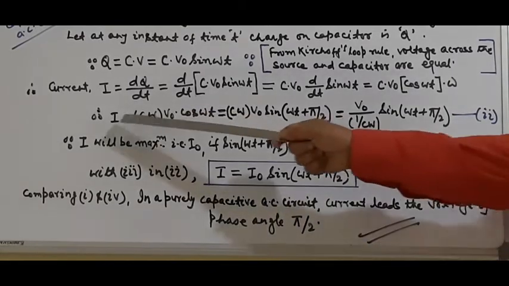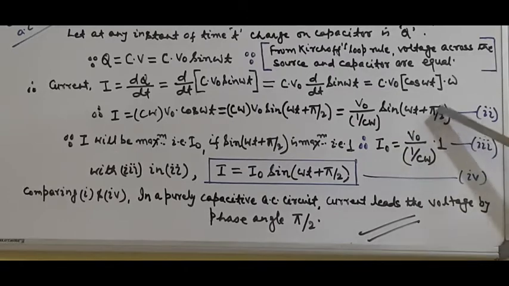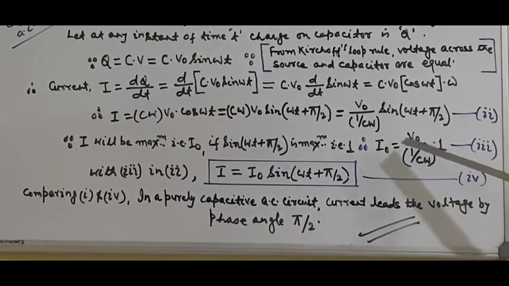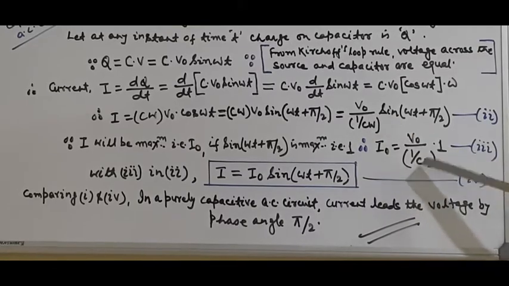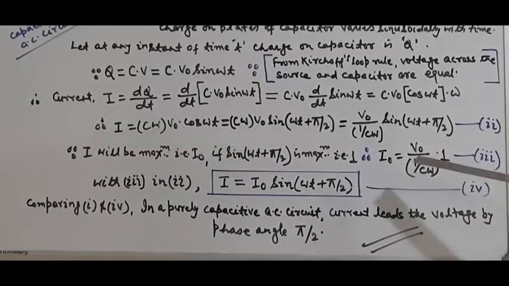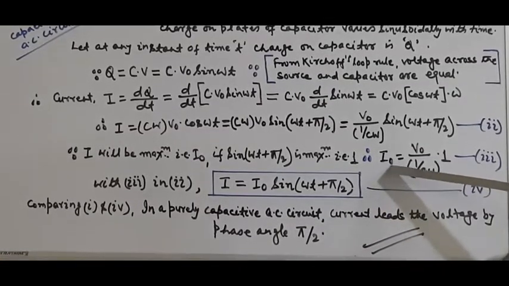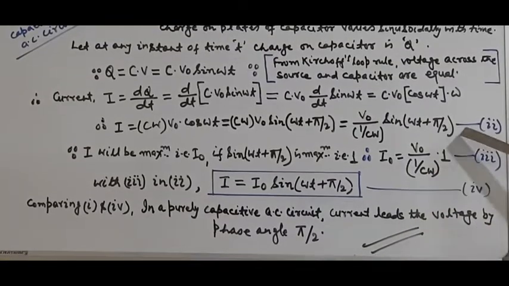So in place of I, put I naught, the maximum value, where sin(omega t plus pi by 2) is equal to 1. Then I becomes I naught. So I naught is equal to V naught by 1 by C omega, putting sin(omega t plus pi by 2) as 1. This expression 3 gives the maximum value of instantaneous current, or peak value of instantaneous current.